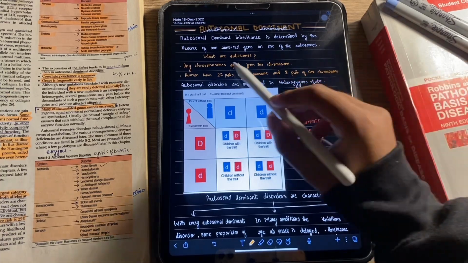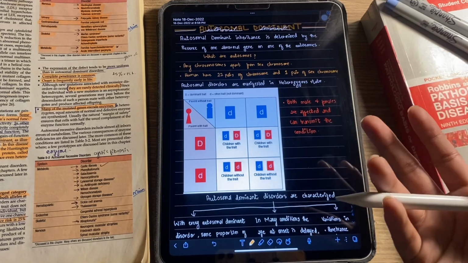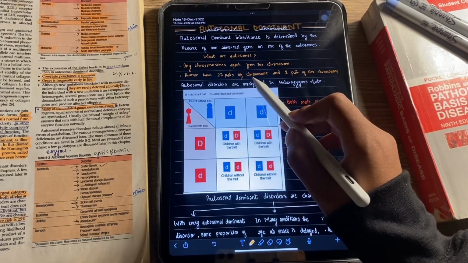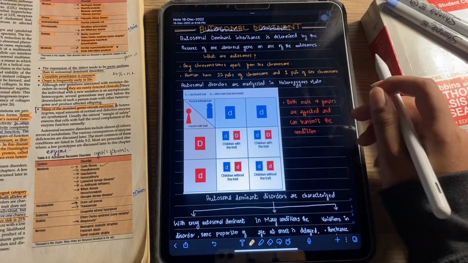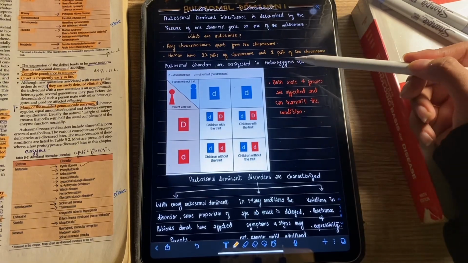And if we talk about what are autosomes, any chromosomes apart from sex chromosomes are autosomes. Humans usually have 22 pairs of chromosomes और उसमें से additional जो होता है वो one pair of sex chromosome होता है. Autosomal disorders are manifested in heterozygous state.